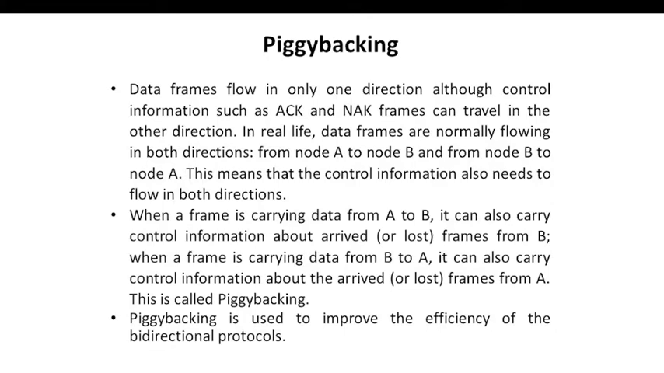Next, piggybacking. Data frames flow in only one direction, although control information such as acknowledgement and NAK frames can travel in the other direction. In real life, data frames are normally flowing in both directions, from node A to node B and from node B to node A. This means that the control information also needs to flow in both directions.